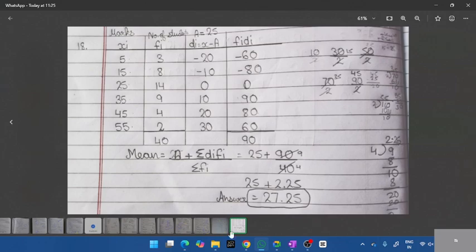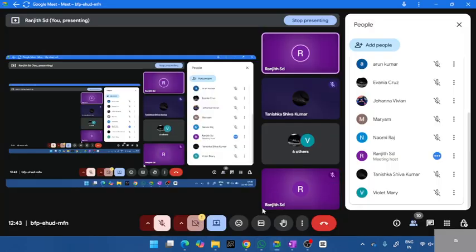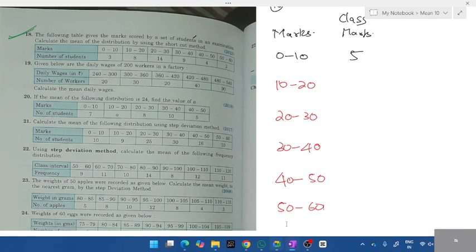Is Tanishka online? When you didn't write, Tanishka, you have to mention, look here, students. Write class marks and marks 5. Next, what you do is instead of calculating what lies in between 10 and 15, do one thing. Add this 10 and 5. What do you get? 10 plus 5? 15. Add 5 for everything.